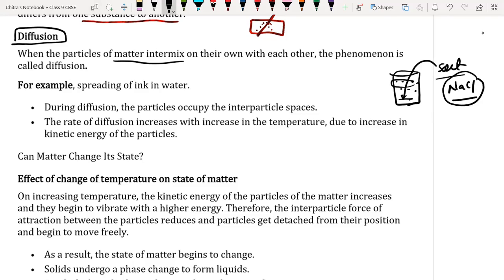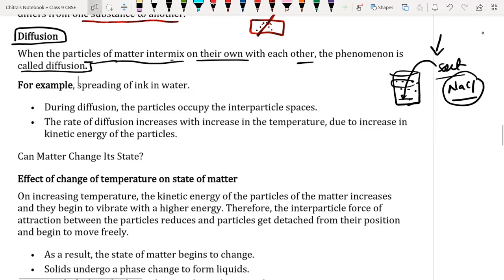This process is called diffusion. When particles of matter intermix on their own, this process takes place on its own, hence it is called diffusion. I hope you understood what diffusion is.